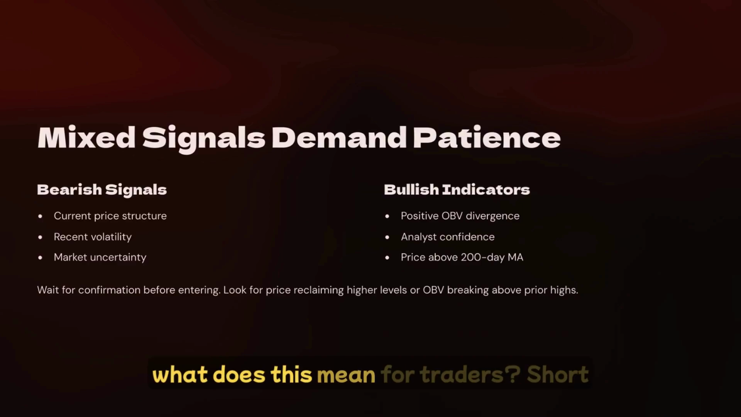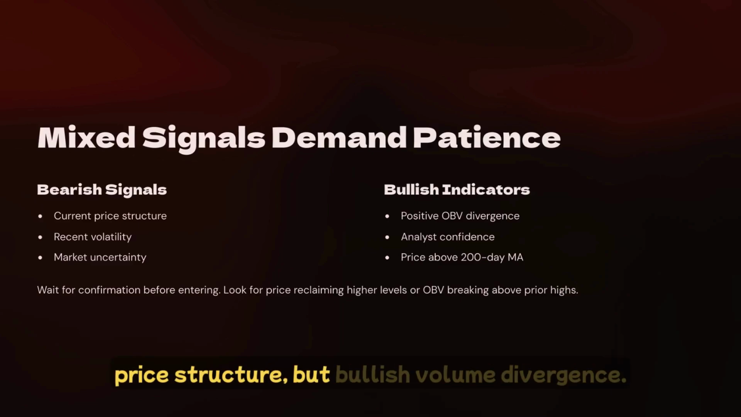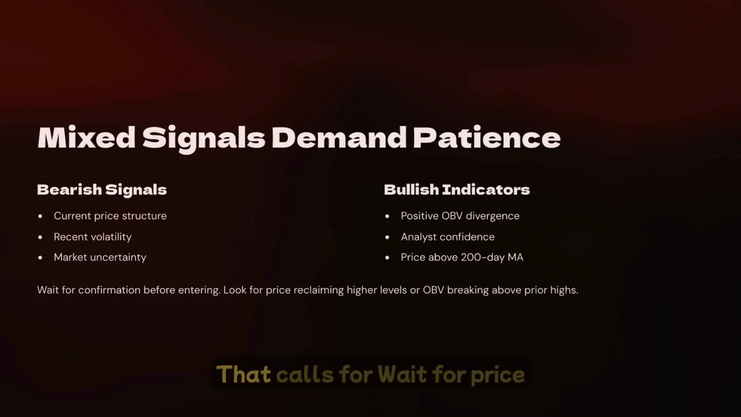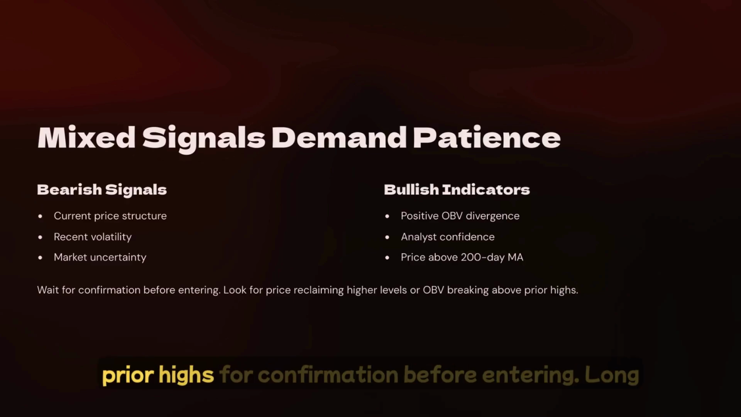So, what does this mean for traders? Short term, we have conflicting signals: bearish price structure, but bullish volume divergence. That calls for patience. Wait for price to reclaim higher levels or OBV to break above prior highs for confirmation before entering.